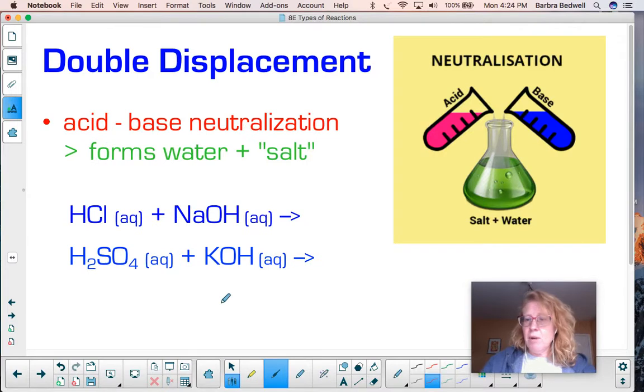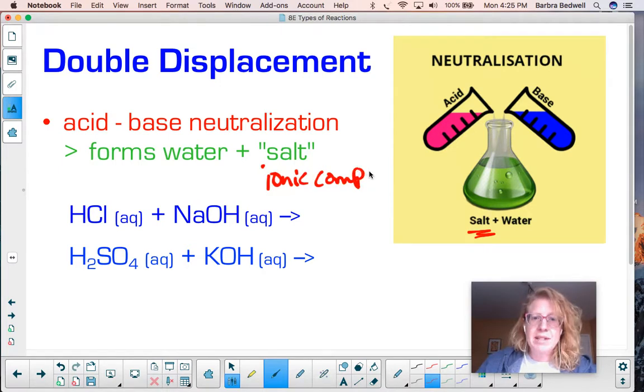A second one that's also a double displacement reaction is what we would call acid-base reactions or neutralization reactions, where we take an acid and a base together and they form salt and water. When I put the word salt here, I'm putting the word salt in quotes. Salt here simply means an ionic compound.